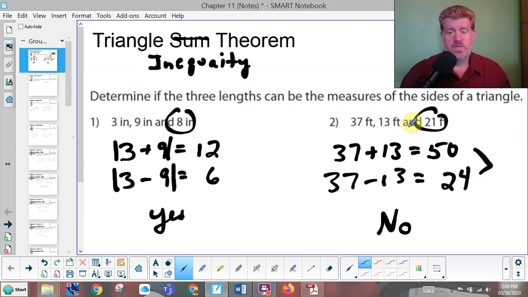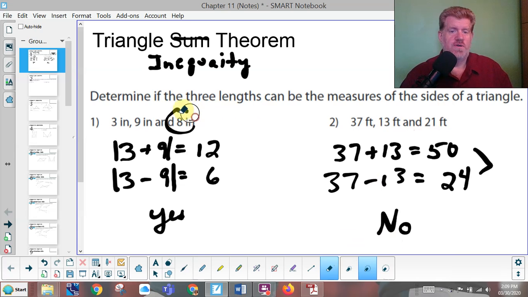The other way people think about it is you take the two smallest sides. Like in this case, you would take 3 and 8. 3 plus 8 is 11, which means if you laid those out and stretched them out flat, you would have 11. Does 9 fit inside of 11? It does. Here, our two smallest sides are 13 and 21. You add those together, you get 34. So 34 is as wide as they stretch out. Will 37 fit into a 34? No. So that's another way to think about it.